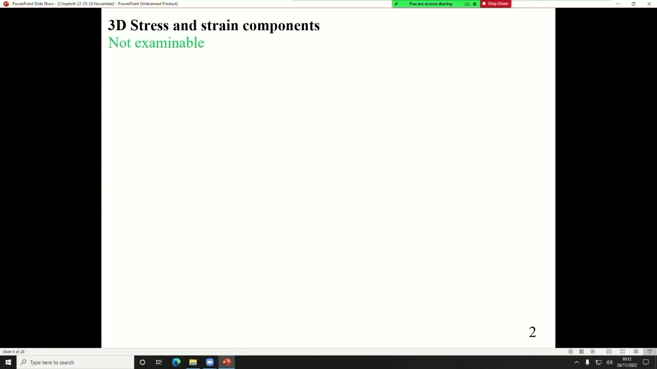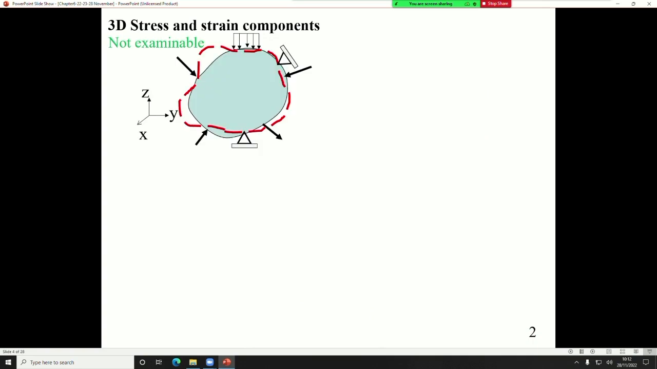Now, slide number two is not examinable, but I added it because it gives you a better understanding of the next slide. This is slide number three. Say this is a component which is loaded and is in a static equilibrium. So at the moment, assume this is a three-dimensional problem.